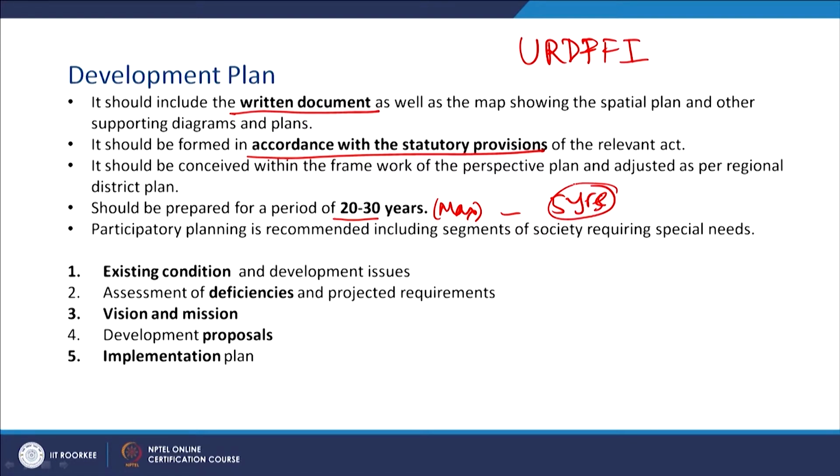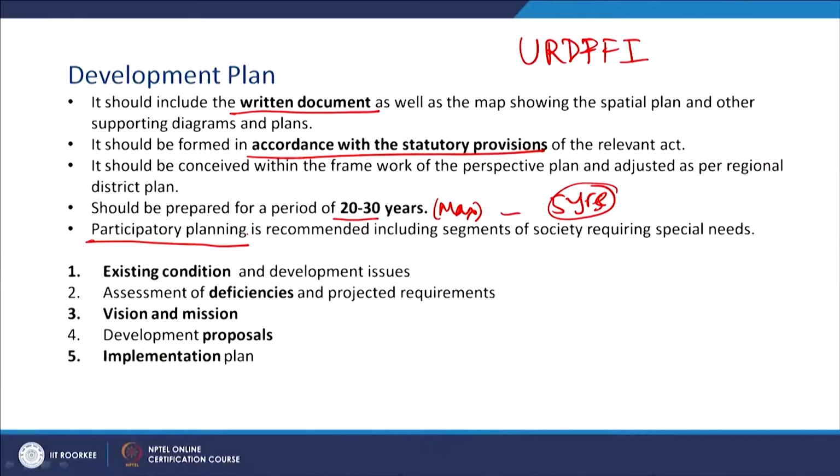Participatory planning is recommended, including all segments of society. So, participatory planning, in some earlier lectures we discussed thoroughly what the stages and the variety of participatory planning are. Today also I will show some examples. So, there should be some elements: existing conditions, an assessment of the deficiency, a statement of the vision and the mission as I discussed, the proposal, and also some highlights on the implementation, how the project will be implemented.